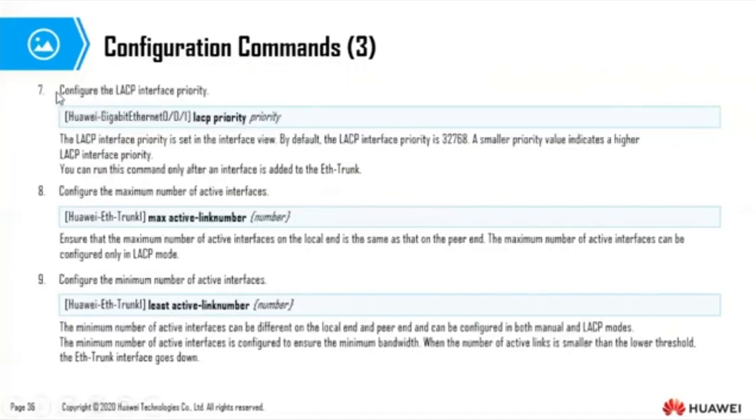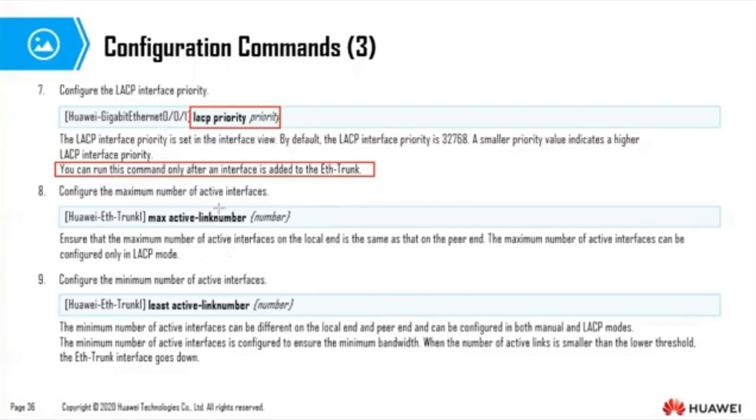Okay. You can also configure LACP priority on interface view. So the command is the same. Please note that when you configure this on interface view, you must have added that particular interface to the Ethernet trunk. If you've not added it to any Ethernet trunk, this command cannot work.